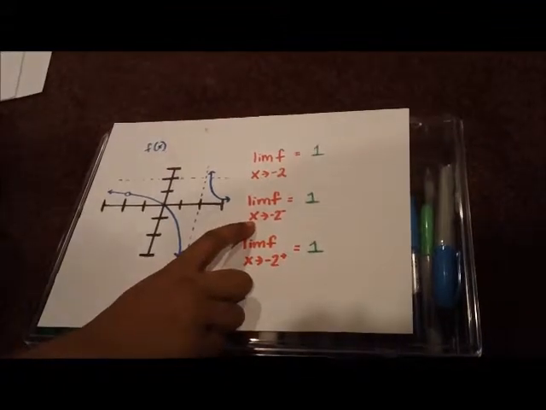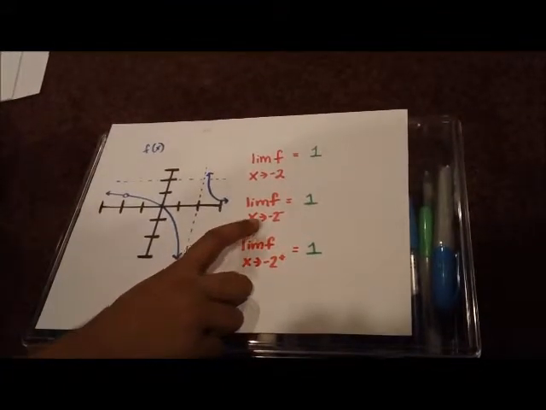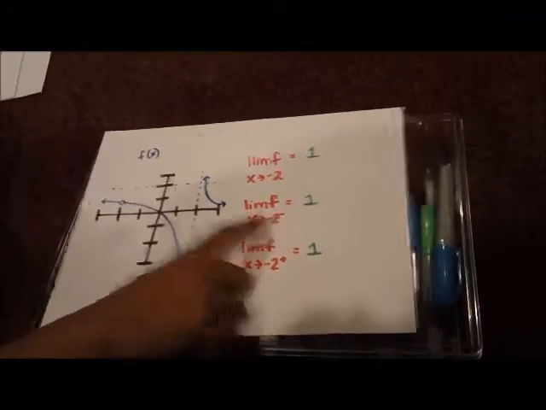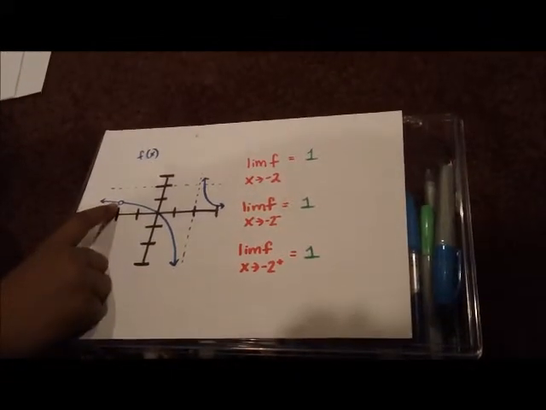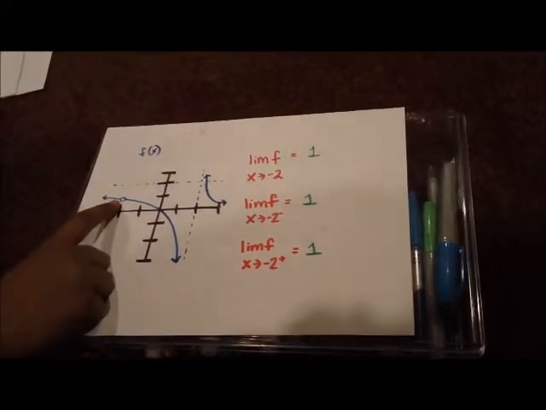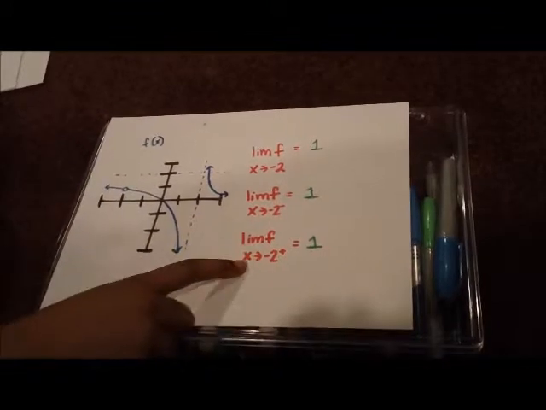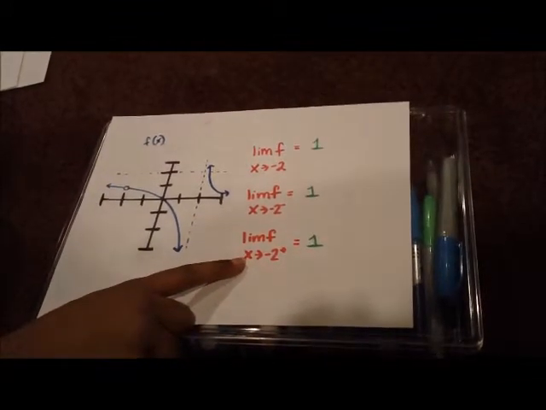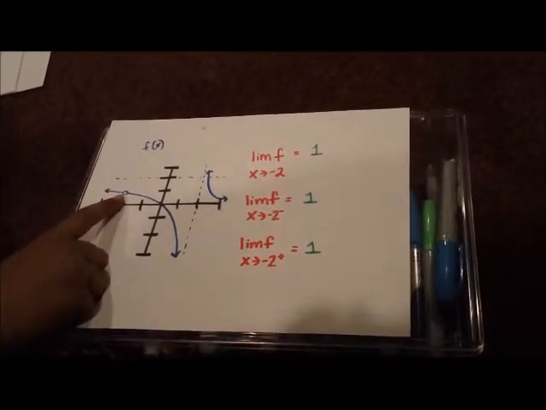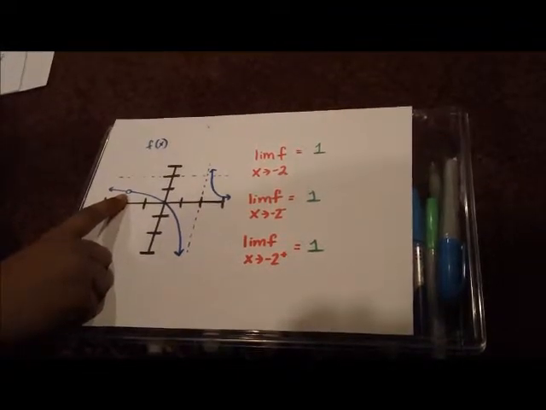As x approaches negative 2, the hole, from the left side indicated by this negative sign, we notice that the y value is approaching 1. The same applies when the hole is approached from the right side. The y value is always approaching 1 because this is where the graph is headed.